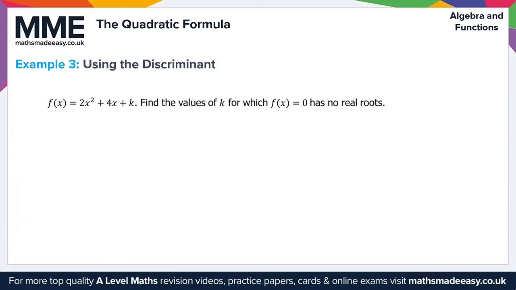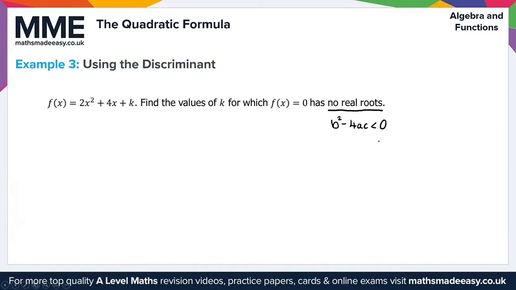Example 3 here is taking a look at using the discriminant. So we've been given the function f of x, which is equal to 2x squared plus 4x plus k. And we're asked to find the values of k for which f of x equals 0 has no real roots. Now straight away we should be aware of the fact that if this has no real roots, what that means is that the discriminant is less than 0. So what we're saying here is b squared minus 4ac is less than 0.